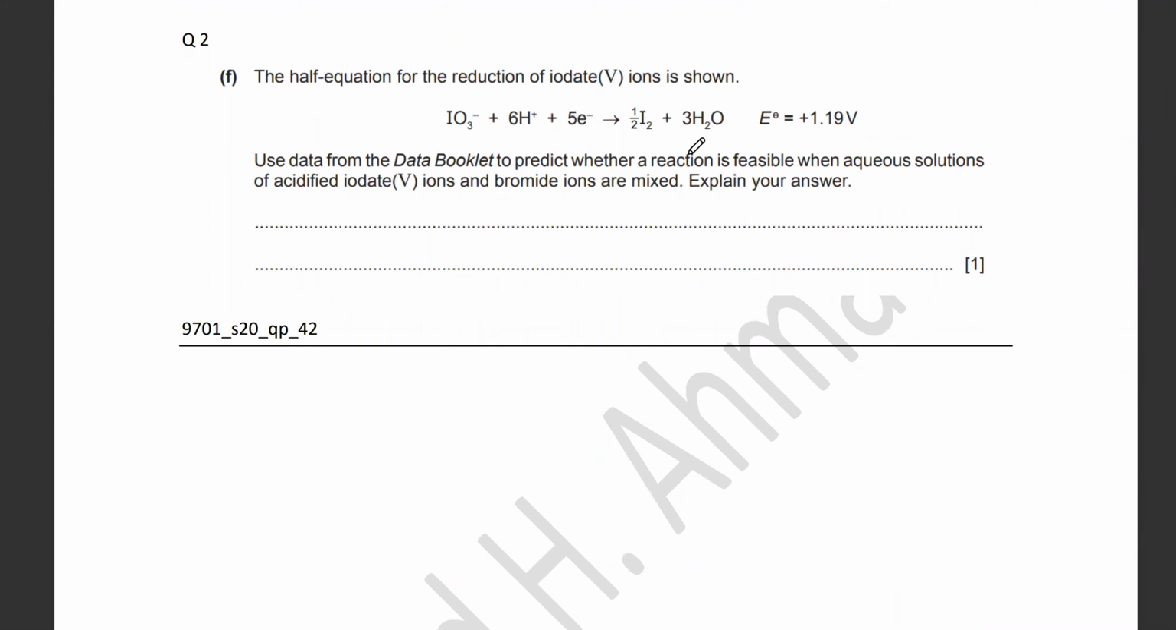Next one, you're given this reaction, and what is he asking? Use data from the data booklet to predict whether a reaction is feasible when aqueous solutions of acidified iodate ions and bromide ions are mixed. Explain your answer. Bromide has only one equation in the data booklet, that's this one, Br2. It's 1.07 volts. And we can double check.